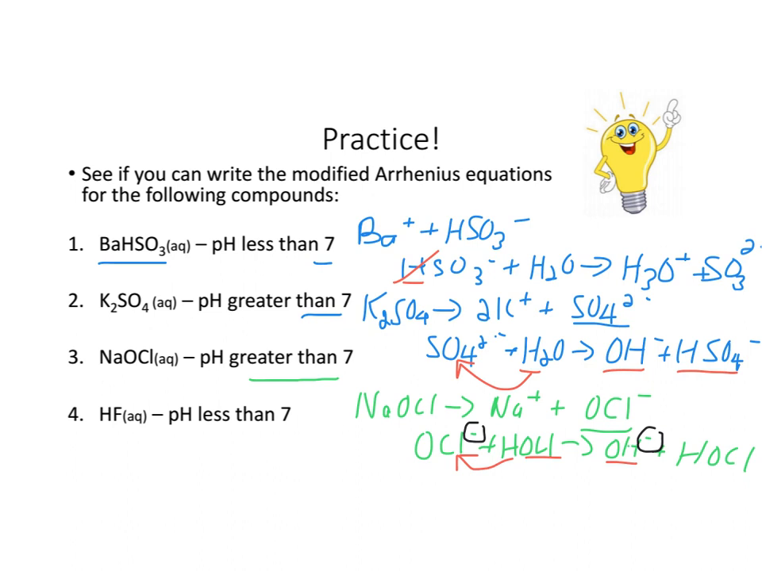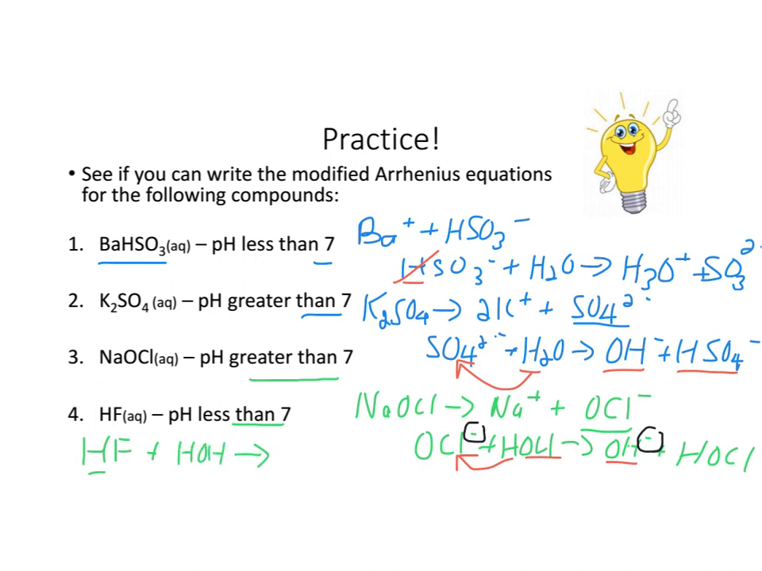Our last example is hydrofluoric acid, HF. Our instruction tells us the pH is less than 7, so we know we need to produce hydronium ion at the end of the day. So we write HF, and we notice that this is not an ionic compound. It is a molecular compound, so it will not dissociate when we put it into water. When we put it into water though, it will ionize, it will react. We already have our compound that contains an H, so we can react it with the water right away.